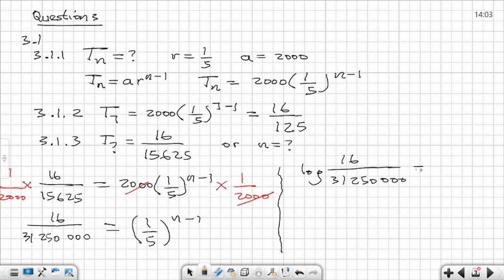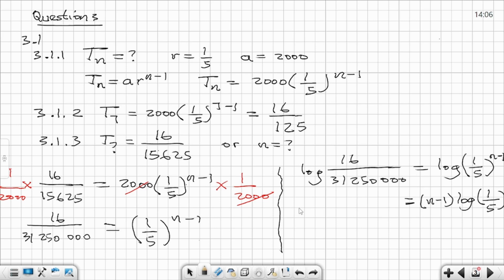And then you also introduce log on the right side. So it will be 1 over 5 to the power of n minus 1. I hope you can see my 1. Okay, so I have introduced log on both sides. So when you introduce log on the right side, now this n minus 1 can be dropped down. So it will be like this: log of 1 over 5. Can you see that? The n minus 1 is now dropped down.